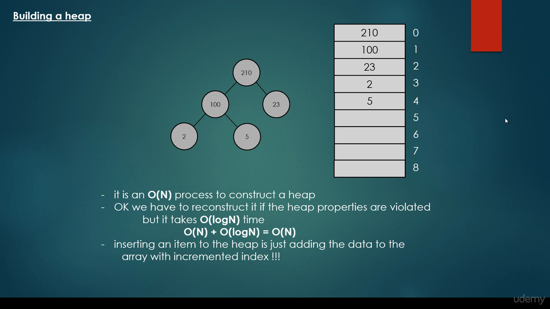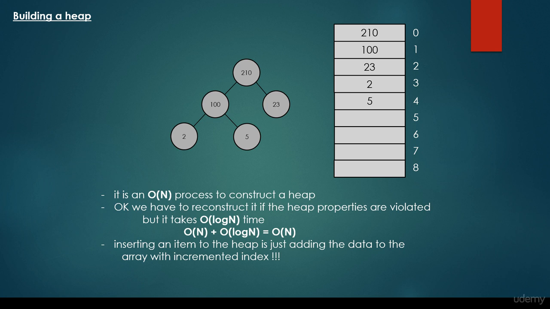And let's take a look at the running times. It takes O(n), so linear time complexity, to construct a heap. Why? Okay, maybe we have to reconstruct the array if the heap properties are violated, but it takes O(log n), so logarithmic time complexity, because, as you may recall, when the 210 was here, we just have to swap it with the parent, then swap it with the parent. So basically we don't have to bother about half of the tree, so that's why it will have a logarithmic running time. So O(n) plus logarithmic time complexity is equal to O(n) linear time complexity.